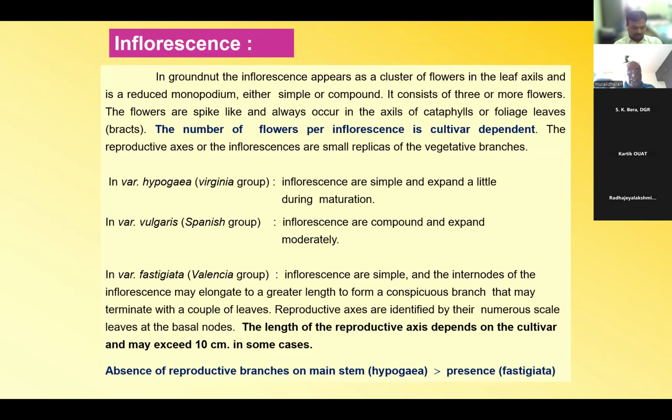The absence of reproductive branches on the main stem in hypogaea, that is Virginia bunch and Virginia runner, is dominant over the presence of flowers in Fastigiata and vulgaris.